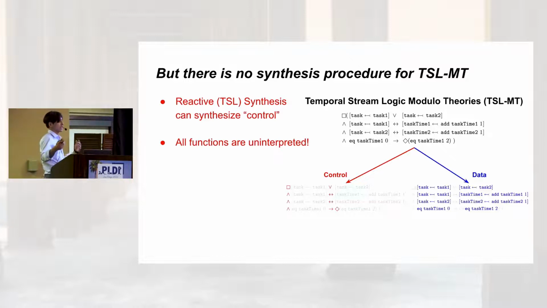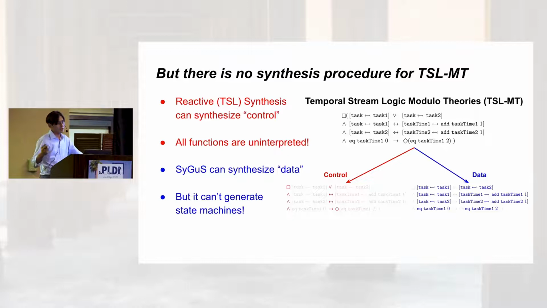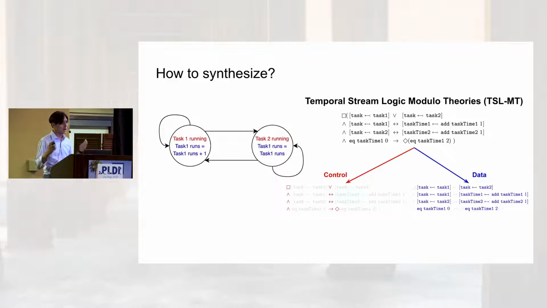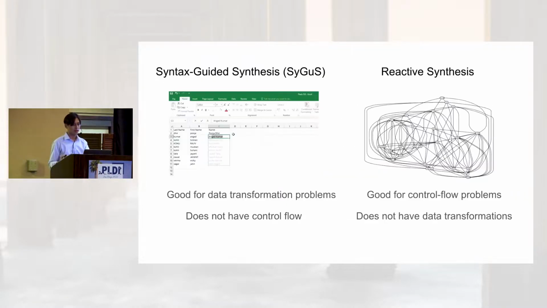And we could use syntax-guided synthesis to synthesize the data transformation problems. However, using syntax-guided synthesis, we can't really generate state machines. So we're at a little bit of a crossroads where we have this great language, we have this very simple specification, but how are we going to synthesize this? We have syntax-guided and reactive synthesis, but they have their problems. Syntax-guided doesn't have control flow, and reactive synthesis doesn't have data transformations.